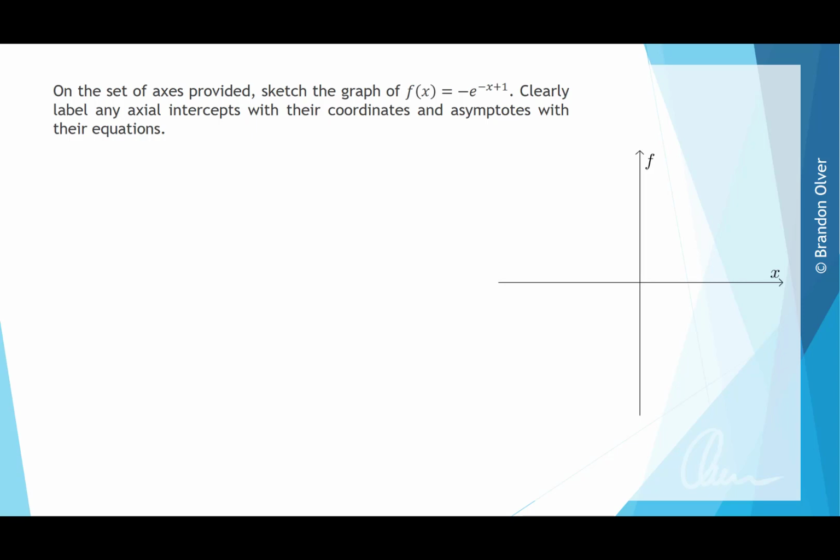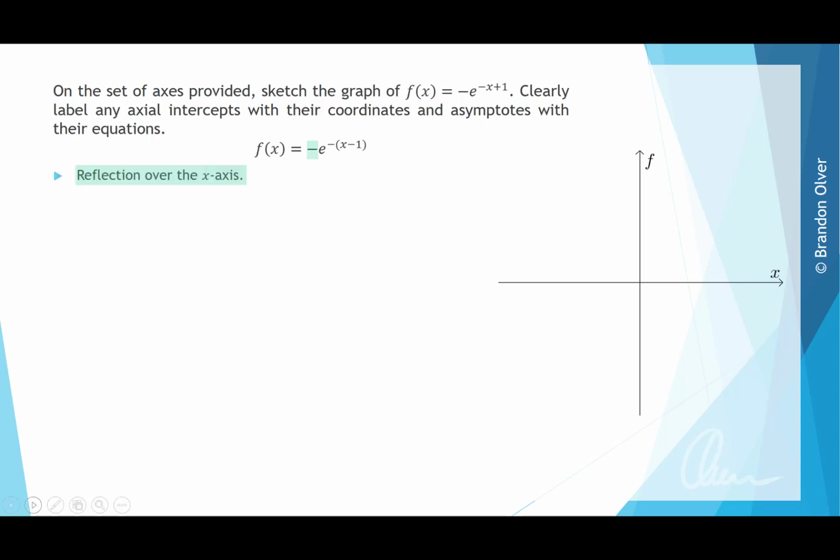Now, before we can talk about any transformations that have occurred to this graph, we need to change it so that the power is factorized. So we take that negative out as a common factor. And in doing so, we find that f of x can be expressed as negative e to the power of negative x minus 1. So now we can consider each part of this.